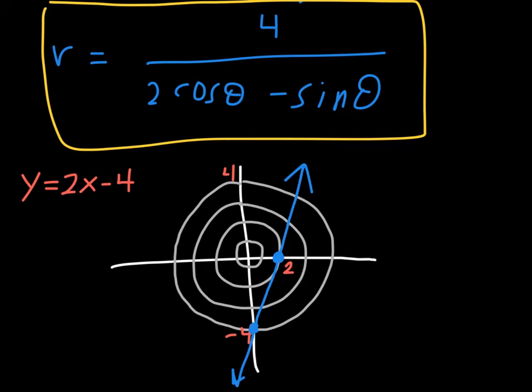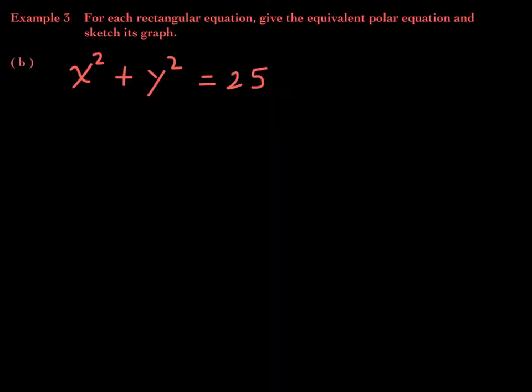Going right through 2 on the positive x-axis and negative 4 on the negative y-axis. Cool, let's do another one of these. That was fun. Check out this one.